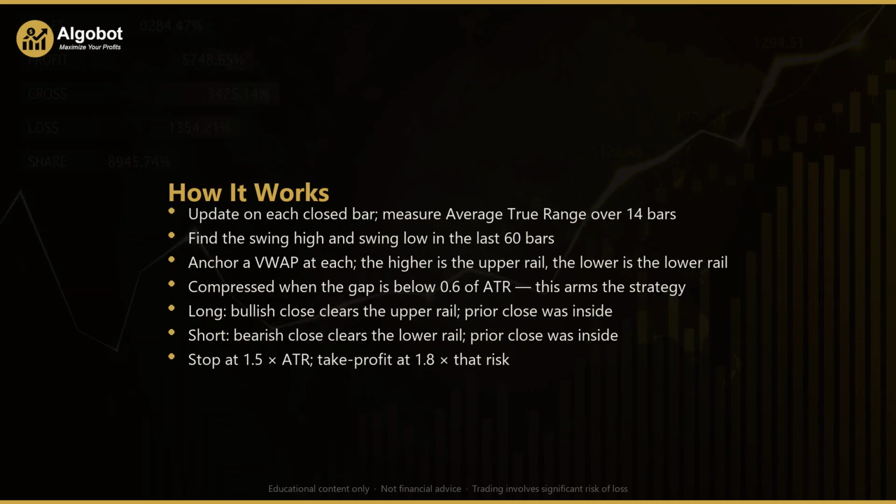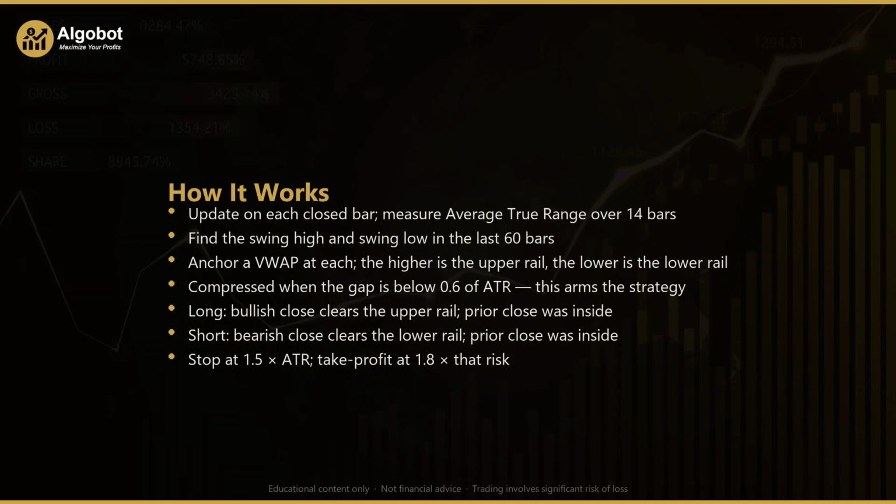Let's walk through the exact logic, step by step. The expert advisor works on closed bars only. Each time a new bar completes, it updates its rolling buffers of highs, lows, opens, closes, and tick volumes, and then it runs its checks once. First, it measures the average true range over 14 bars. This is the distance unit for everything that follows. If the reading isn't valid, the bar is skipped.